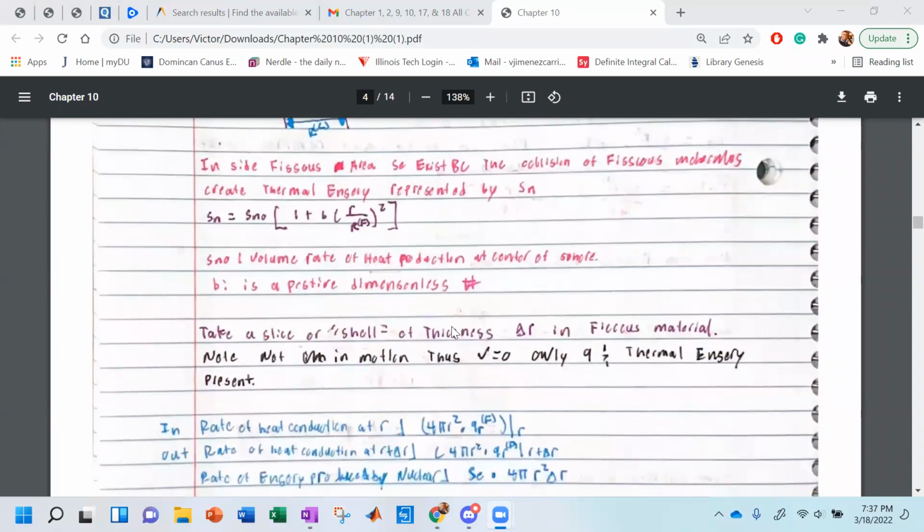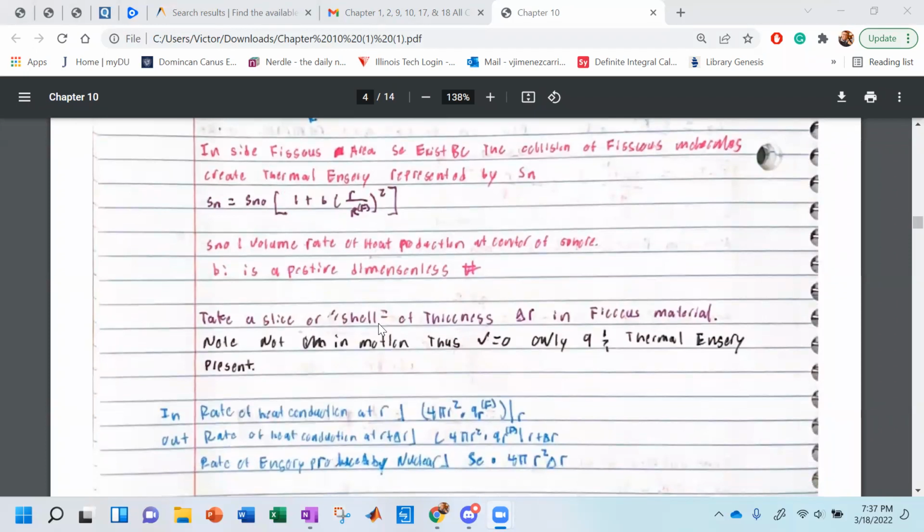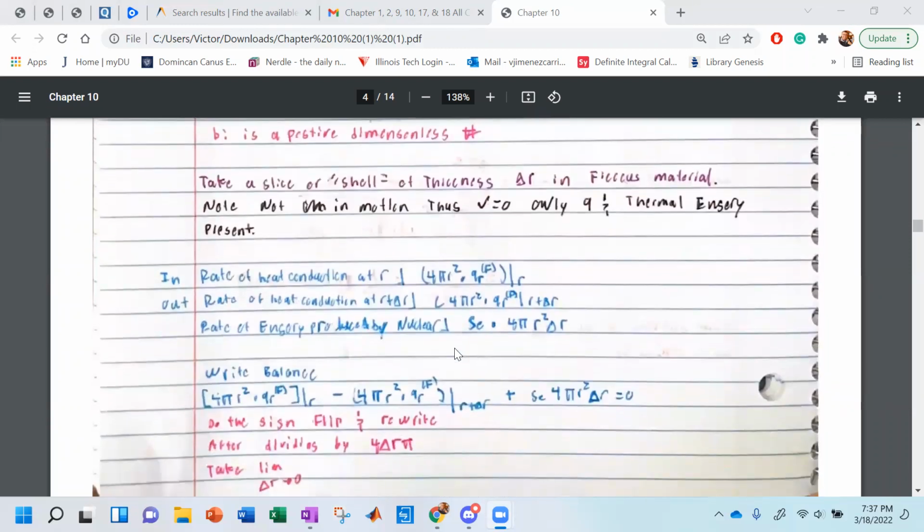You should be given this if you have to do it. And in the same vein of things, we take a slice, or a shell, of thickness delta R in the viscous material. Note, this is not flowing, so V is 0, and Q and thermal energy are the only things present. Literally the same thing as before. I'm not going to write this all out. The only difference is that this is a sphere.